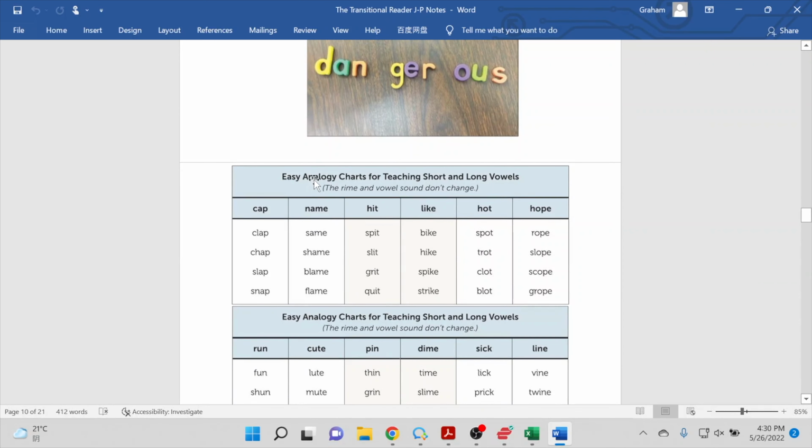Here's an easy analogy chart for teaching short and long vowels. So we're going to focus on short and long vowels with this group for the next book. So cap, clap, chap, slap, and snap. Name, sane, shame, and blame.